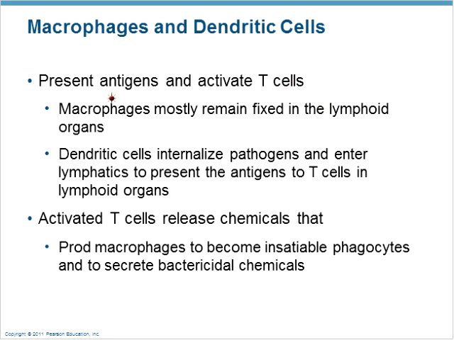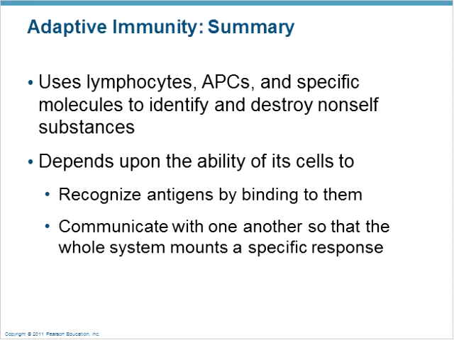Macrophages mostly remain fixed in lymphoid tissue. The dendritic cells internalize those pathogens and present the antigens to the T cells, which now become activated. The activated T cells release those chemicals that make the macrophages hyper and totally insatiable to phagocytize and secrete bactericidal chemicals, because they realize that there's a foreign body present.